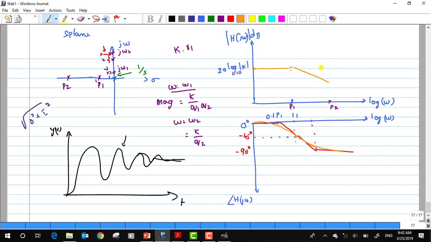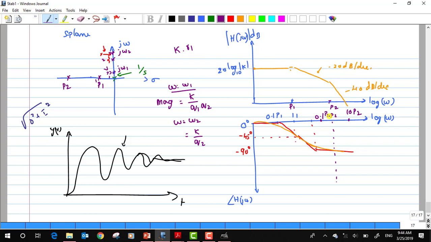So it starts decaying at a rate which is minus 20 dB per decade, and after a while I reach my second pole, and what happens after then? Yeah, so it goes at a rate of minus 40 dB per decade. Okay, so similarly, let us try to evaluate the phase. Okay, so I'll just go with 0.1 times that of P1 here, okay, and 10 times that of P2.